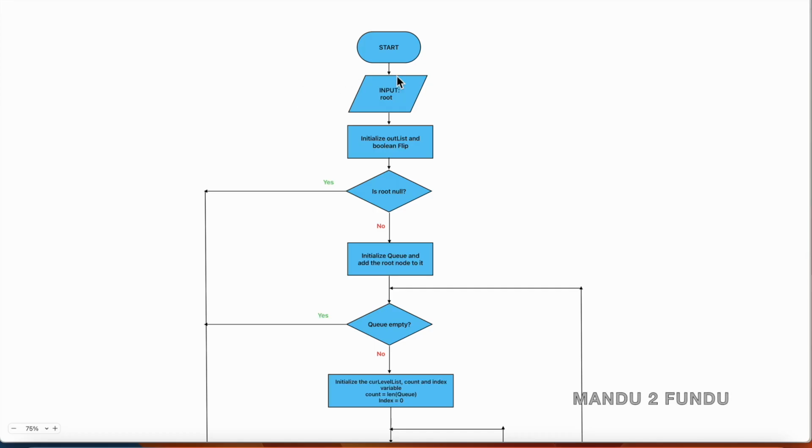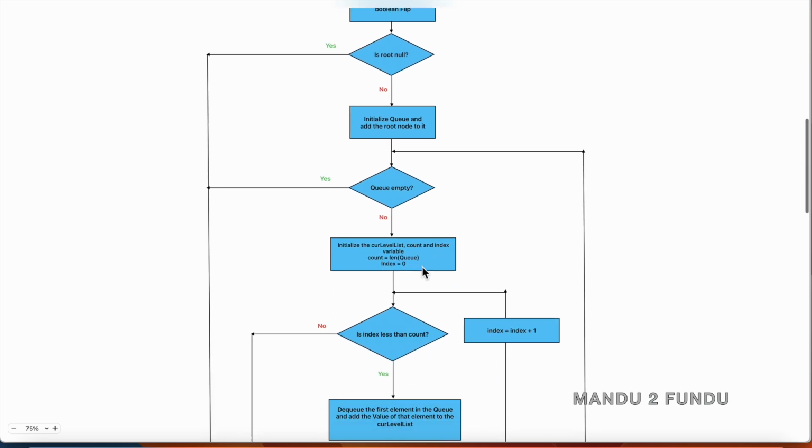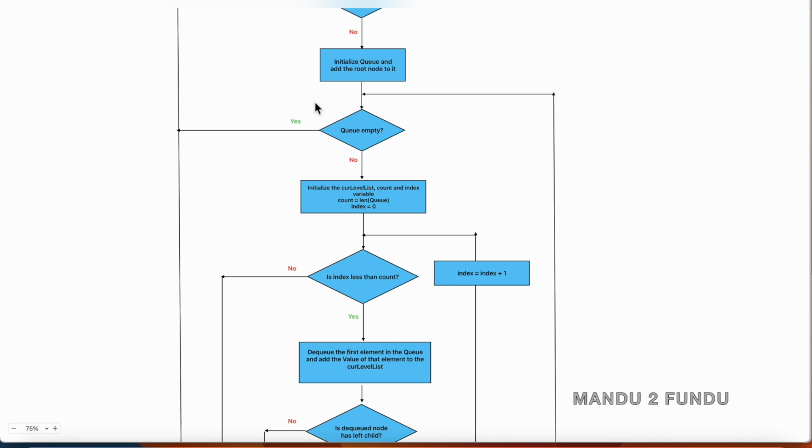Input for this procedure is the pointer to the root node. First we initialize the out list and then the boolean variable flip. Then we check whether the root is null. If so, we go out and return the empty list. Otherwise, we initialize the queue and add the root node to that queue. Then the outer loop begins here. First we check whether the queue is empty. If it is empty, we go out and return the out list.